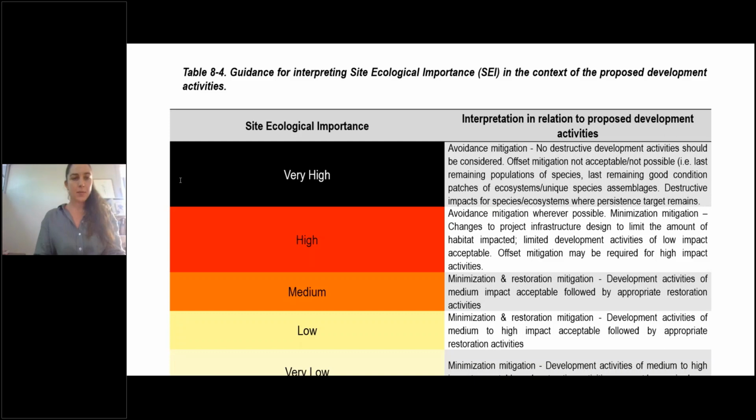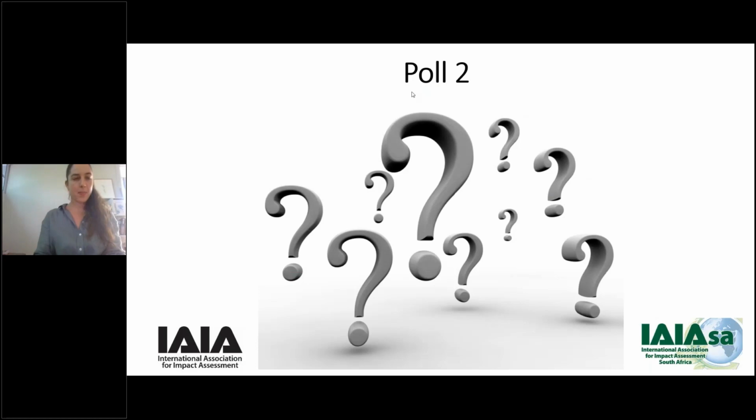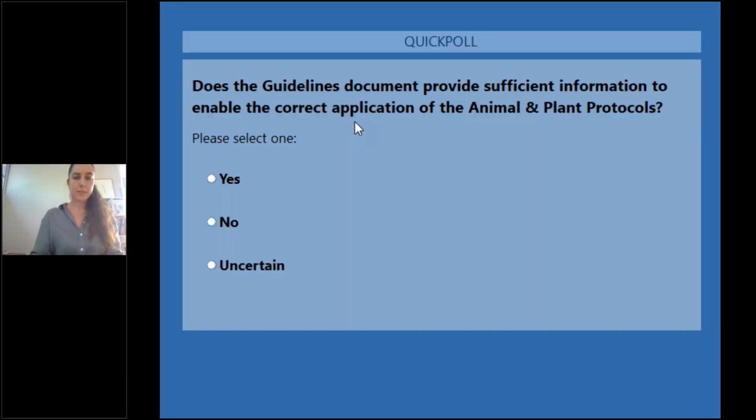Great. Wonderful. And with that, we are going to transition into some poll questions that Domitila and her colleagues would like to know your feedback on. So we will move on to that. The first question is, does the guidelines document provide sufficient information to enable the correct application of the animal and plant protocols? Please select one of the following answers: yes, no, or uncertain.